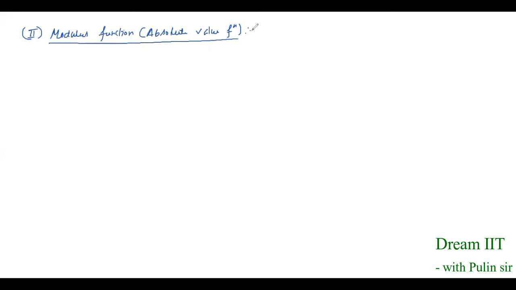Number 2. Second. That was identity function. Right. Now we'll go for a very important one. That is the modulus function. Or we can call it absolute value function. Right. So now what is absolute value function?